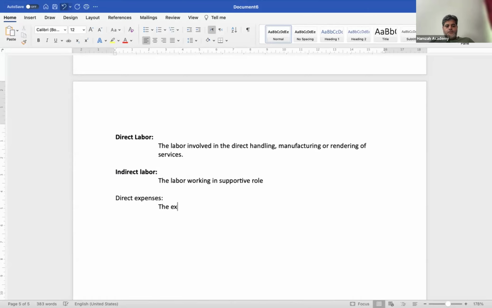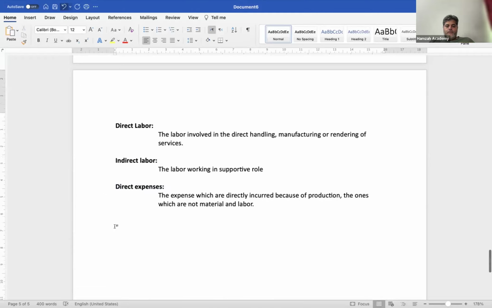Direct expenses, the expenses which are directly incurred because of production, the ones which are not material and labor, right? So these are called the direct expenses, the ones which are directly incurred because of the production, the ones which are not material or labor. Done?